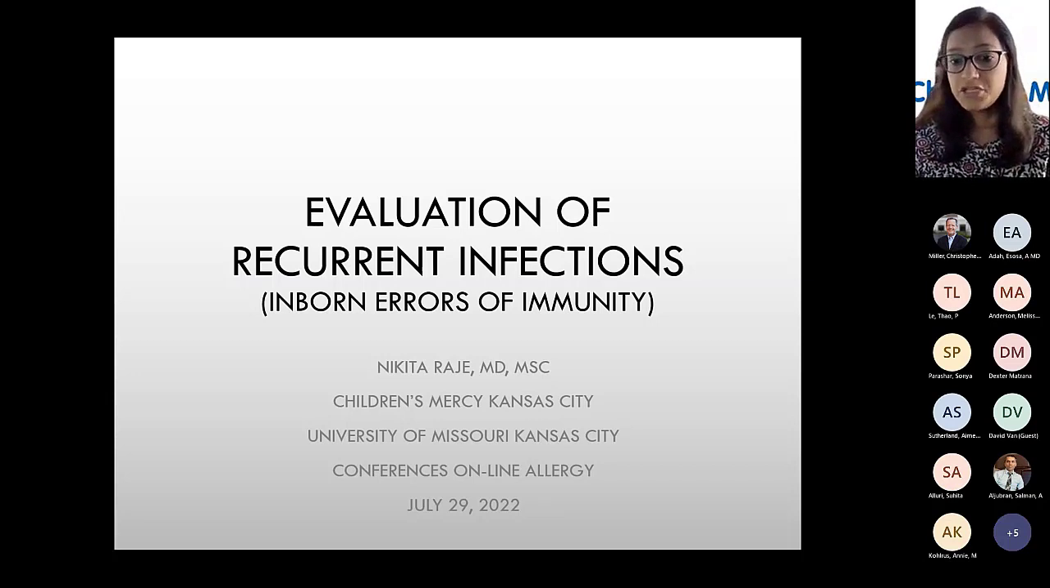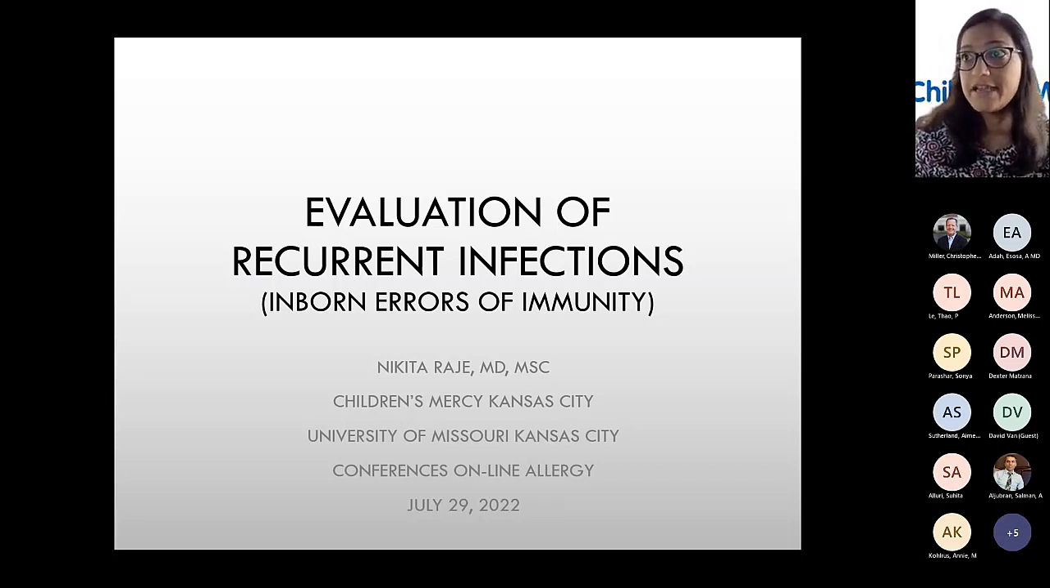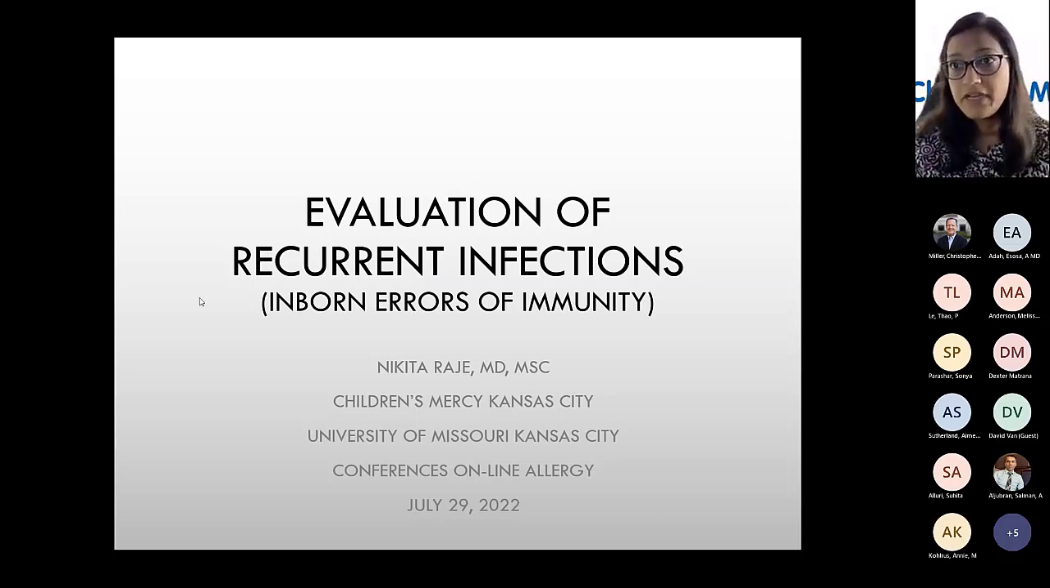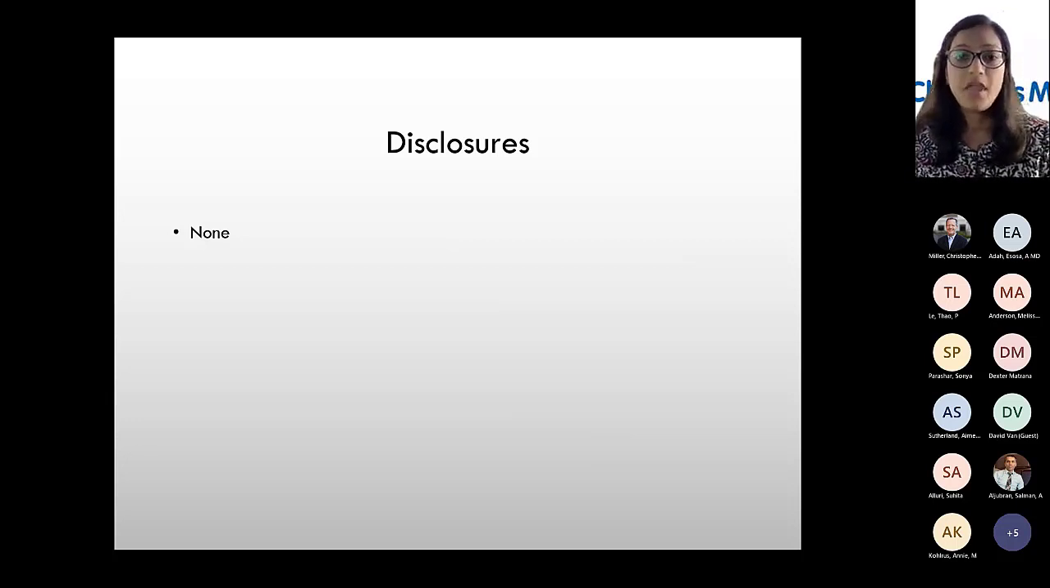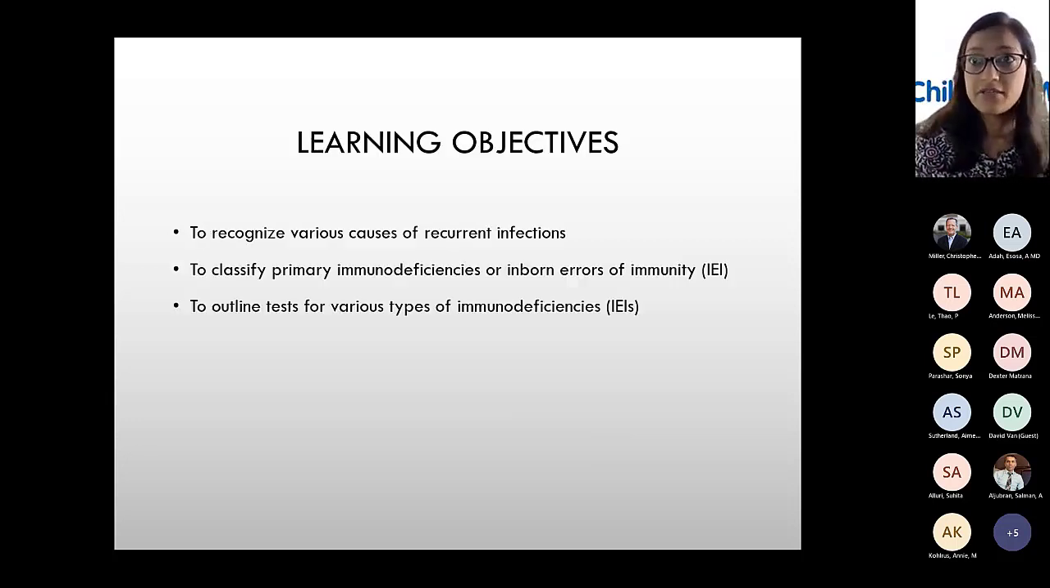So as Dr. Miller mentioned, I'm one of the immunologists here at Children's Mercy in Kansas City, and the topic is evaluation of recurrent infections, but this is purely an immunology talk. So we'll be focusing on inborn errors of immunity, not so much infectious disease information. I hope you hear me well and you can see the slides. All right, they are advancing. So I do not have any disclosures.